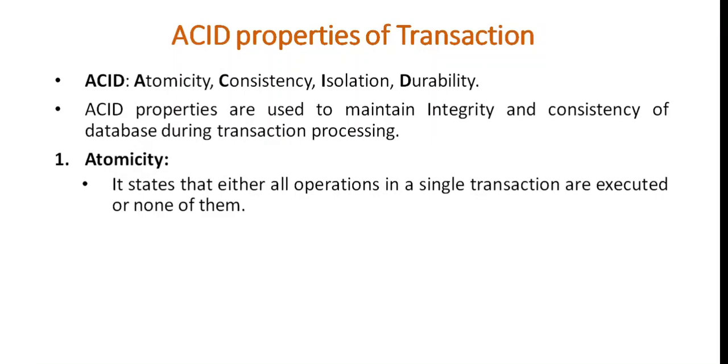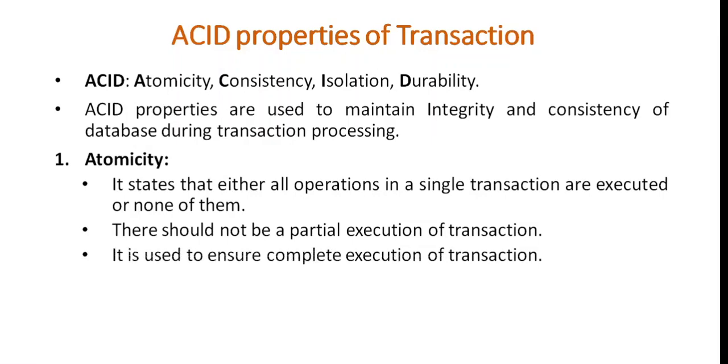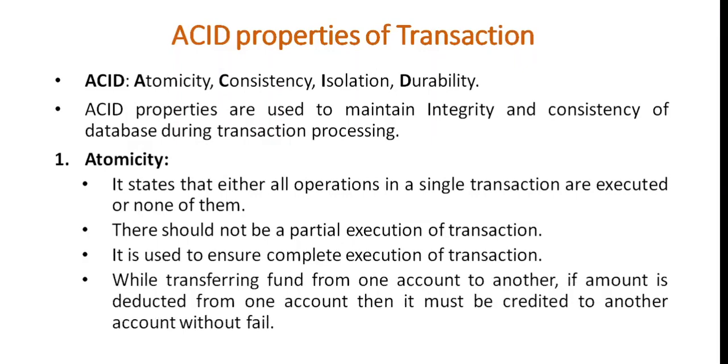And if a transaction fails, then the entire transaction will fail. No single instruction in that transaction is executed in case of failure. So here in the atomicity property, we don't want partial execution of a transaction. We want our transaction to be executed completely without any failure. So it is used to ensure complete execution of a transaction.